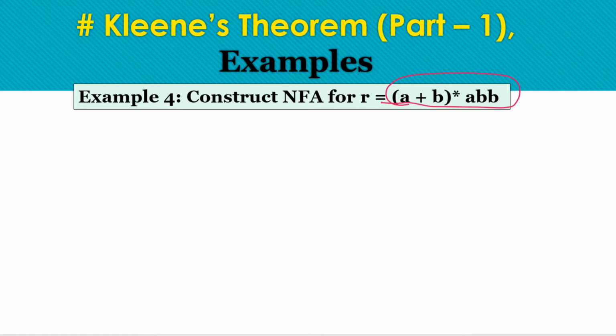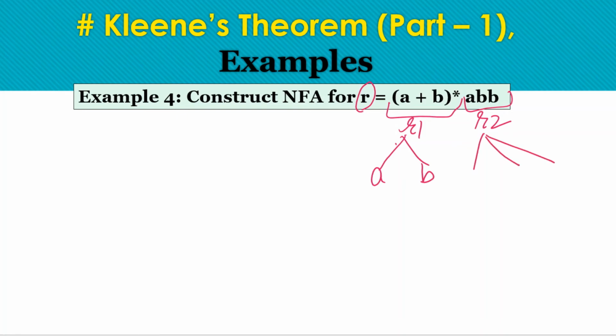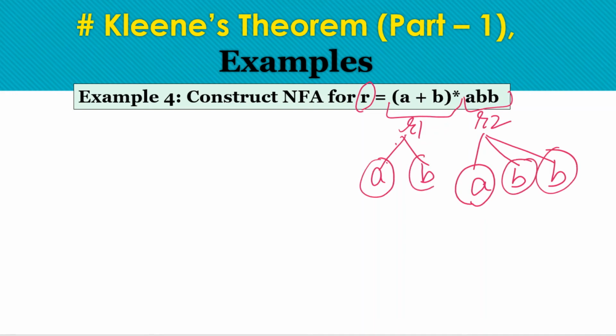Here we have to apply many rules from Kleene's theorem part 1, as we have union here, Kleene's closure here, and also the concatenation. So we can say that the complete regular expression R can be divided into two sub-expressions, R1 and R2. We can further divide these: R1 can be divided into a and b, and R2 can be divided into three sub-expressions, a, b, b.